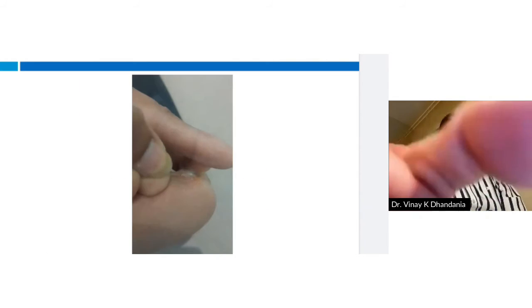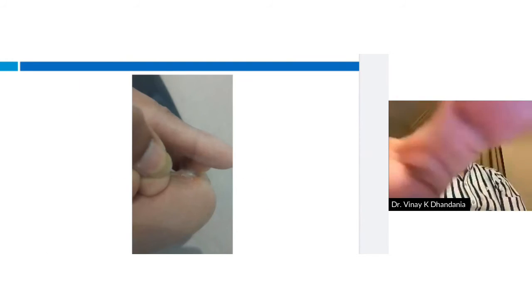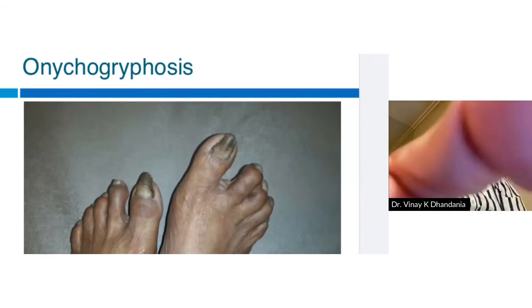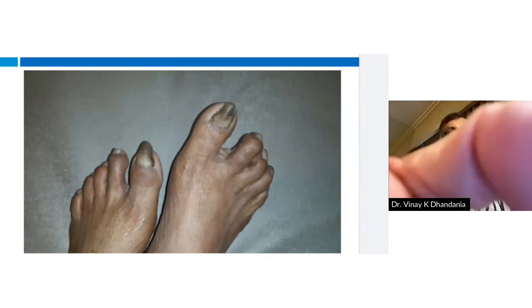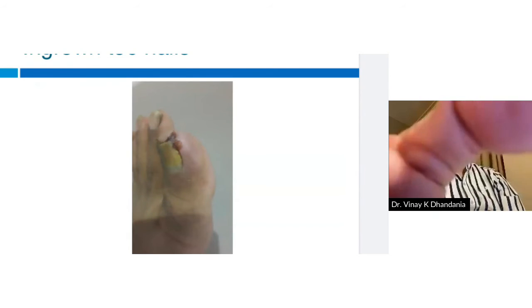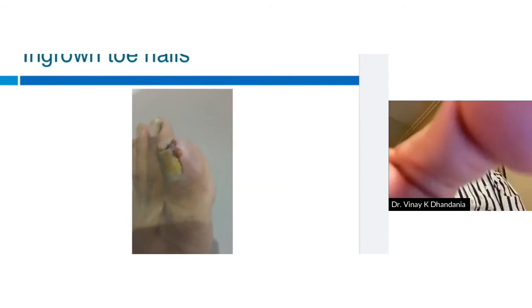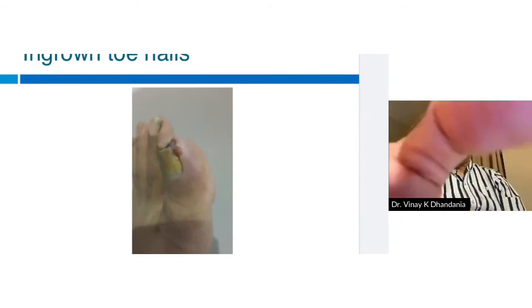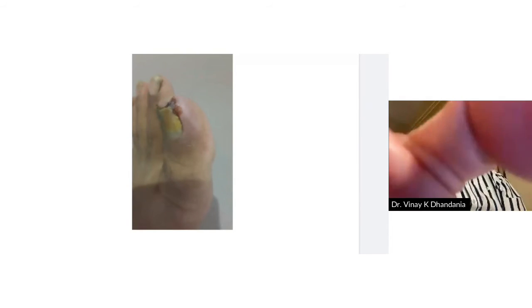Interdigital mycosis, this is what I was talking about between the web space. And this mycosis, if not treated well, can get secondarily infected, and that can lead to problems. Onychogryphosis is again a big problem, which is very, very common. We can only see all these things if you examine the feet, ask your patients to lie down, remove their socks and footwear. Ingrown toenails are again because of improper cutting of nails, and they actually grow inside the skin, and they cause ulcer.